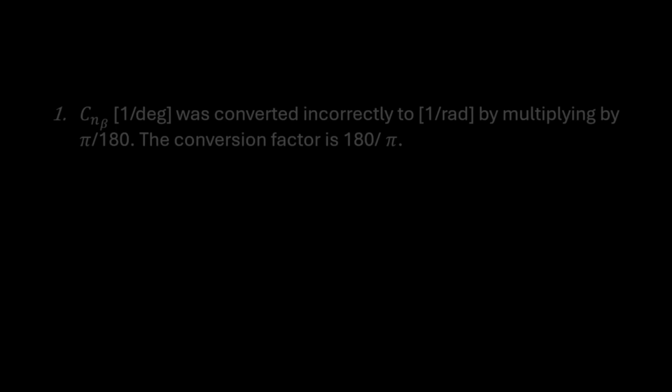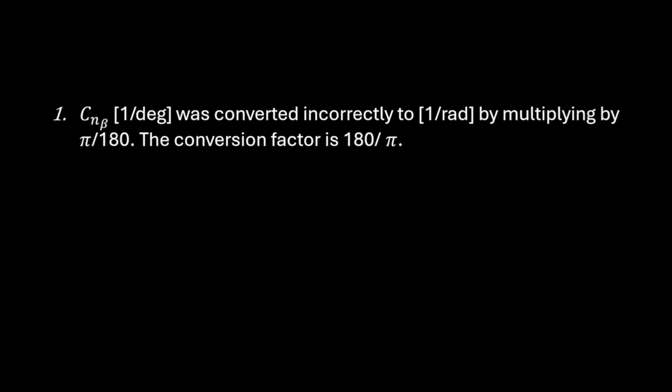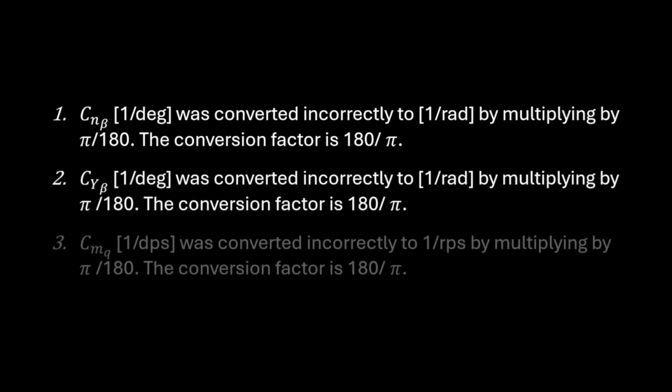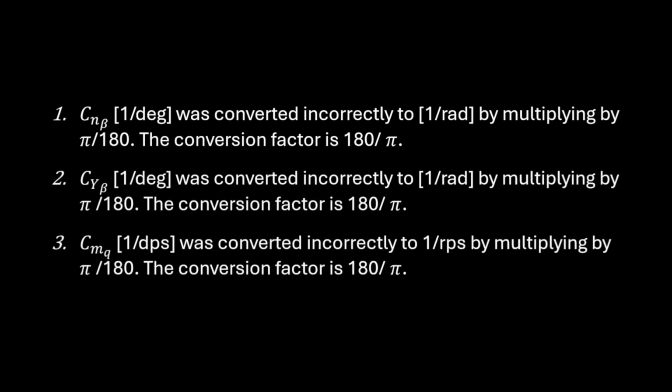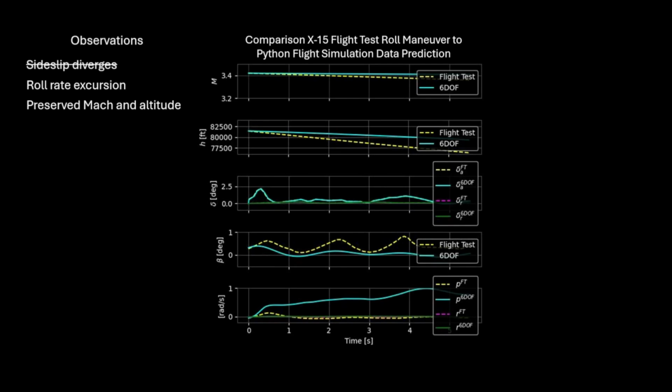And then bam, a unit conversion error. While working through the tests, I realized that CN beta with units of 1/degrees was incorrectly converted to 1/radians by multiplying by pi/180. The conversion factor is 180/pi since degrees is in the denominator. But it didn't stop there. CY beta and CMQ had the same conversion errors. So these errors, particularly 1 and 2, become obvious suspects behind the divergence in side slip in our simulation.